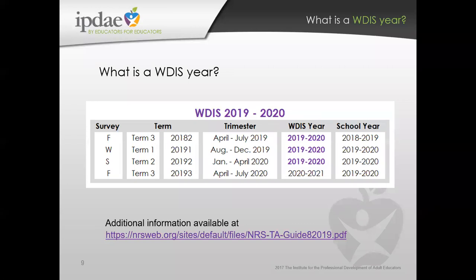If we look at the 2019-2020 WITIS year, we can see that it actually begins in the 2018-19 school year, and then it runs into the 2019-20 school year. And again, please note that your district may refer to the WITIS year as an NRS reporting year. All right, so back to this chart.